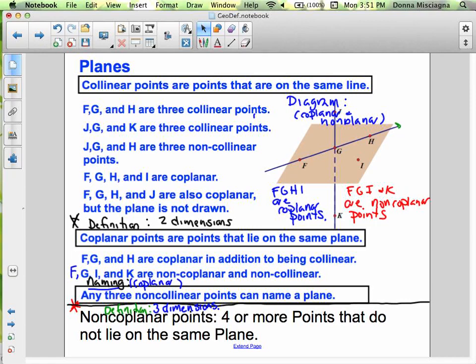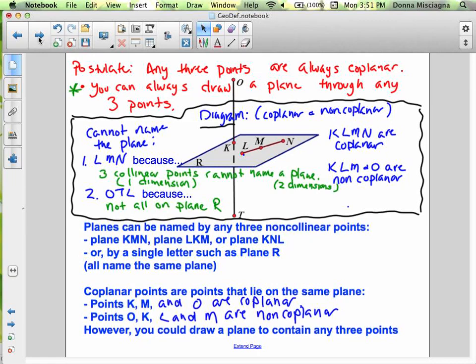Now we've looked at what a plane is, how to name a plane. We've looked at coplanar, non-coplanar. We've got a couple more things related to planes in this podcast. In your notes, you have a postulate. Any 3 points are always coplanar. For the definition, I want you to write in, you can always draw a plane through any 3 points. That's kind of explaining it.